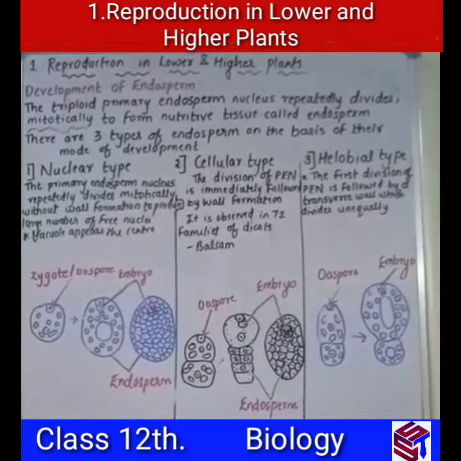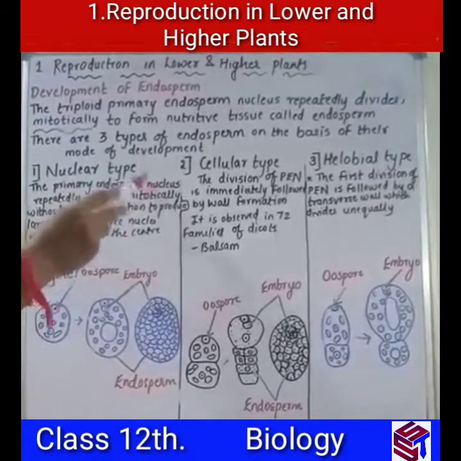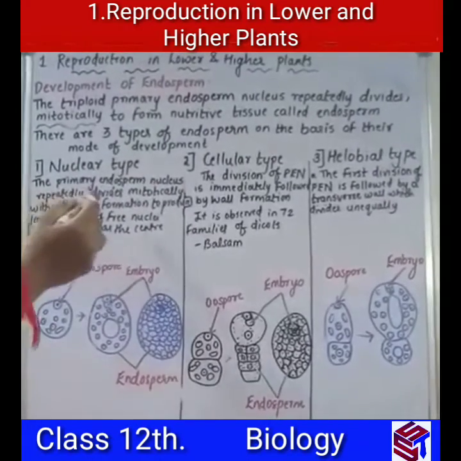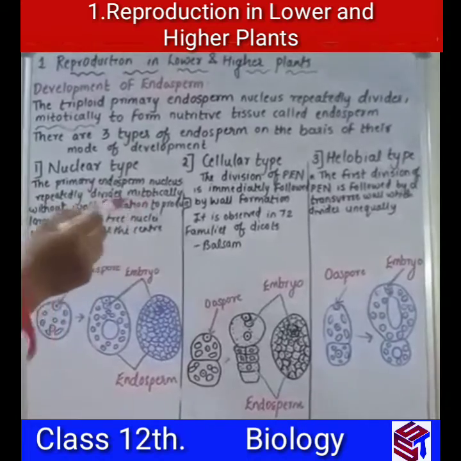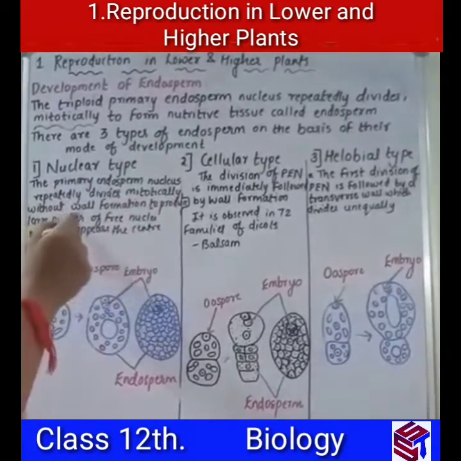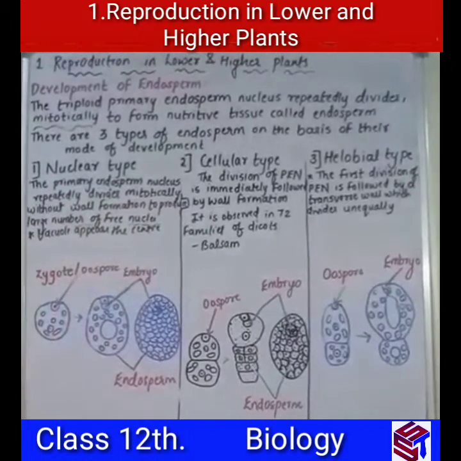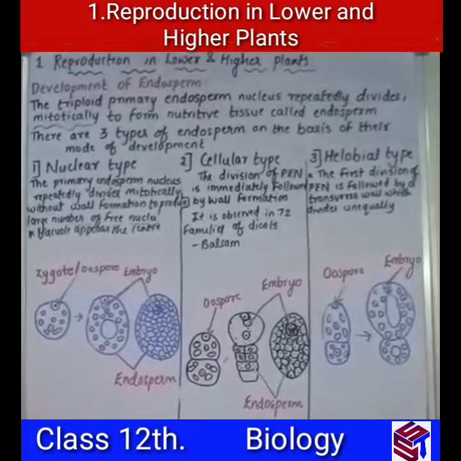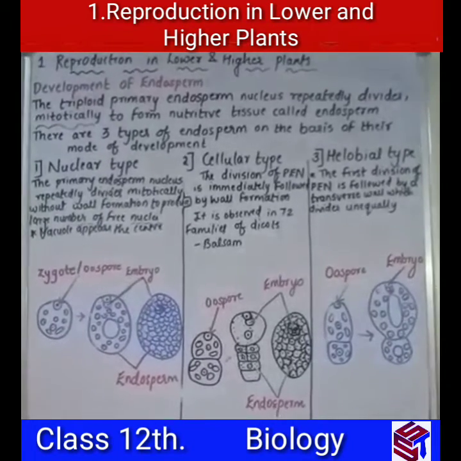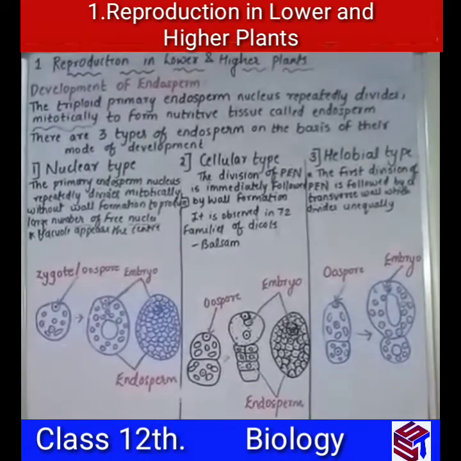In this nuclear type, the primary endosperm nucleus, the PEN in short form, repeatedly divides mitotically without any wall formation, and that produces a large number of, a very important term, free nuclei. That is what happens in the nuclear endosperm: it undergoes mitotic divisions and results in the formation of free nuclei.